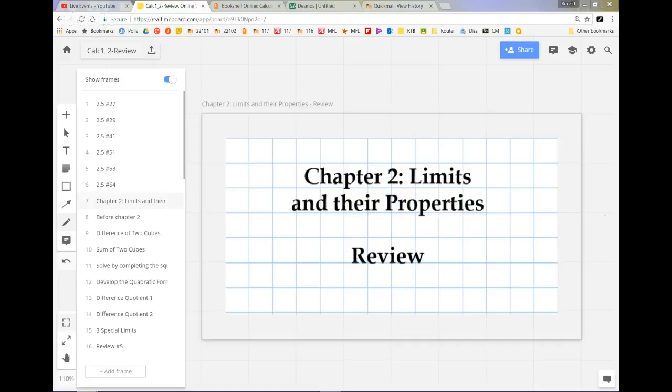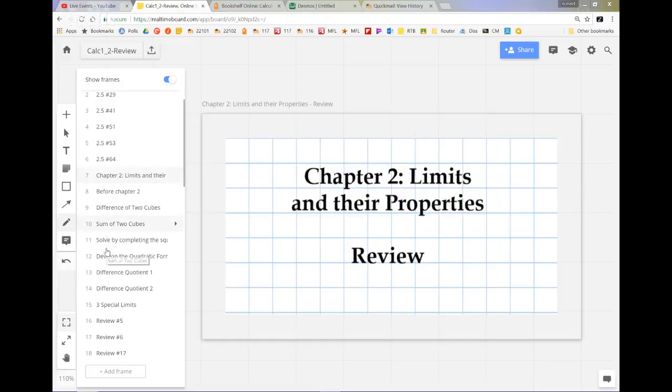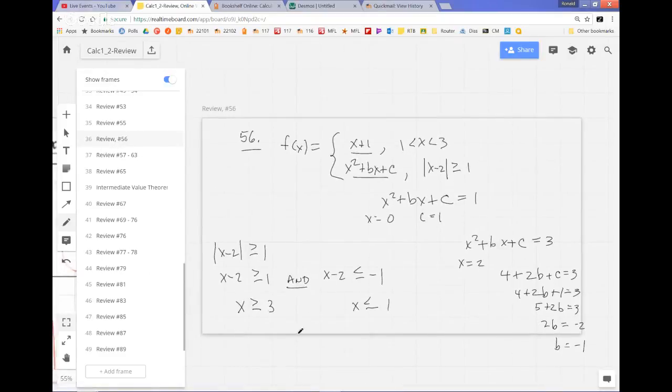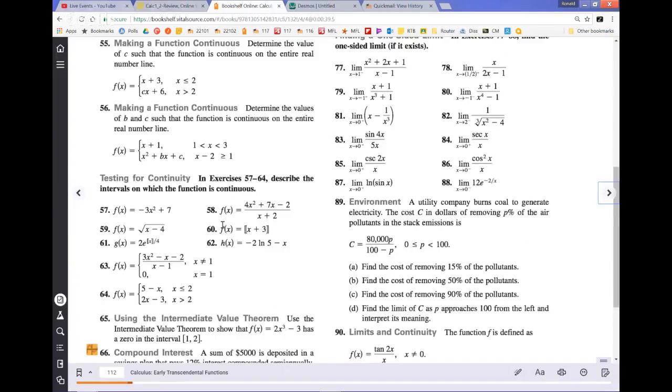But in kind of the order I received them, I got question number 56. And 56 we did the other day, I think. Yeah, but I revised it a little bit. So number 56, well, let's look at it on here first. Number 56 says determine the values of B and C such that the function is continuous on the entire number line. And they gave us this piecewise function.